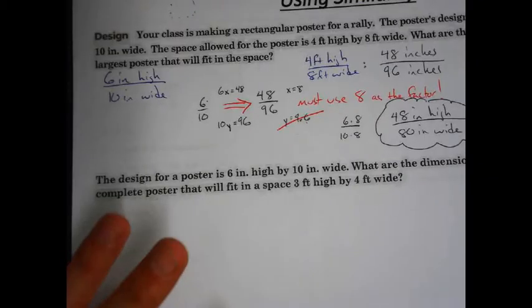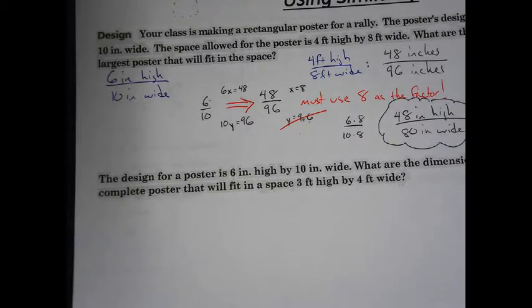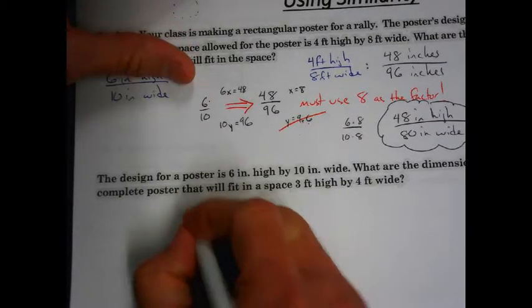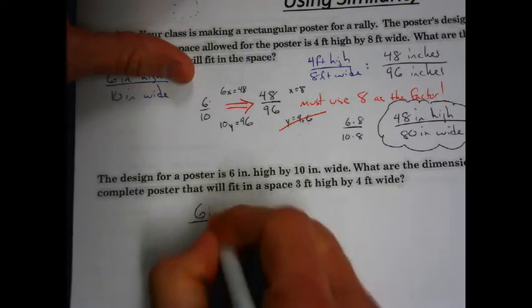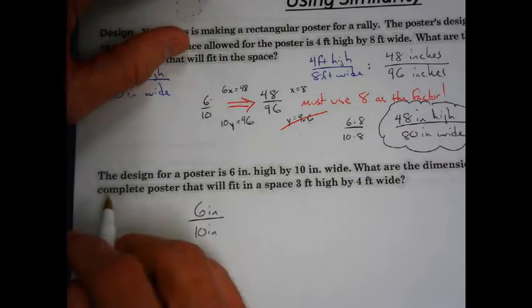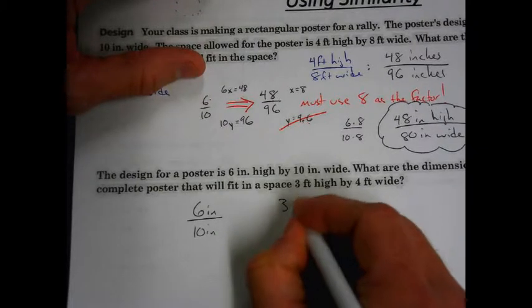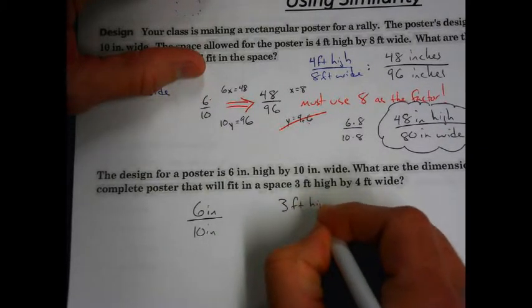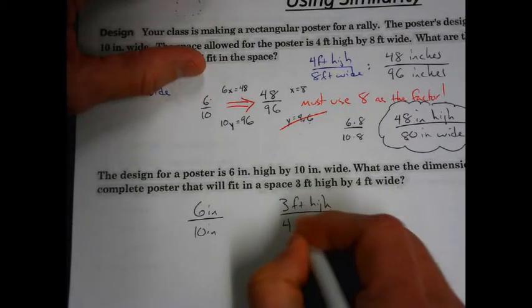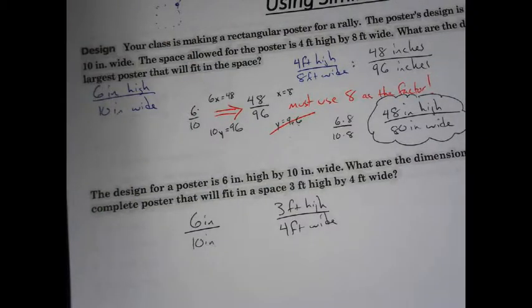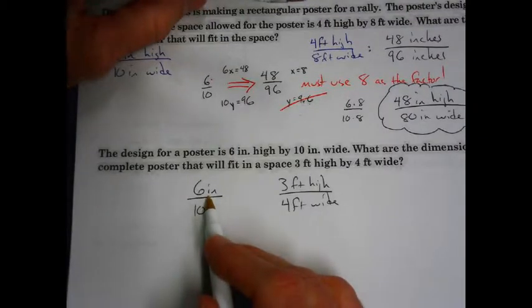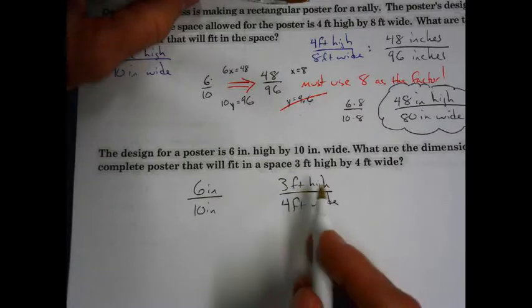Now, what about this last one? Okay, so we have a poster that is 6 inches high by 10 inches wide. What are the dimensions of the largest complete poster that fits in the space? 3 feet high over 4 feet wide. Okay, so how are we going to figure that out? And remember, we're working with inches here, so we should work with inches.